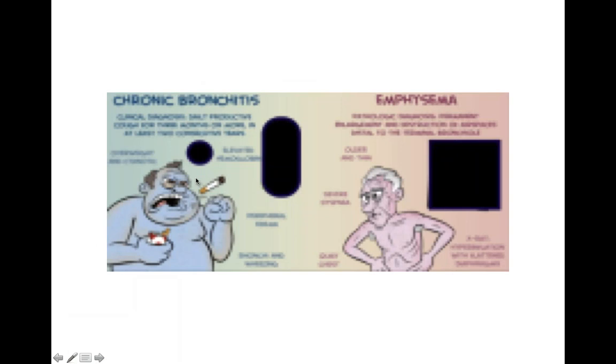And this is chronic bronchitis and emphysema. This is emphysema, pink puffers, and we have chronic bronchitis, blue bloaters. Okay, I will explain later.